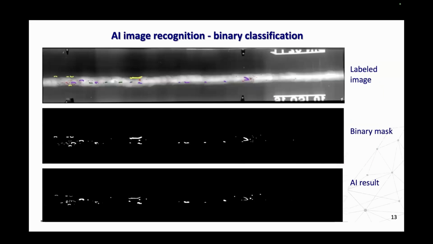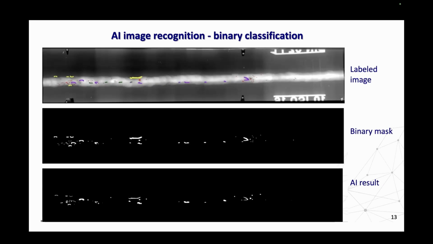So how does it look? First, in case of binary classification, we have this kind of labeled image film. It means that for training the AI, we need a lot of labeled images. This is very time-consuming and very hard work, so we had to ask several colleagues to label the available X-ray films to be able to teach the AI.